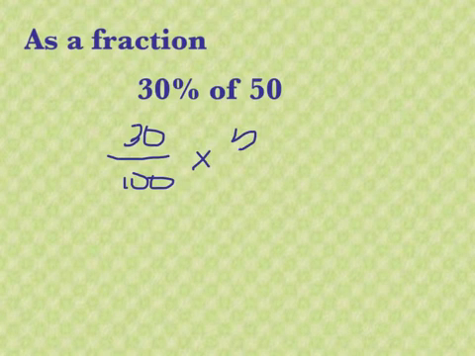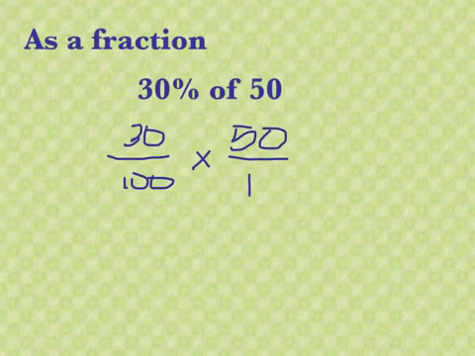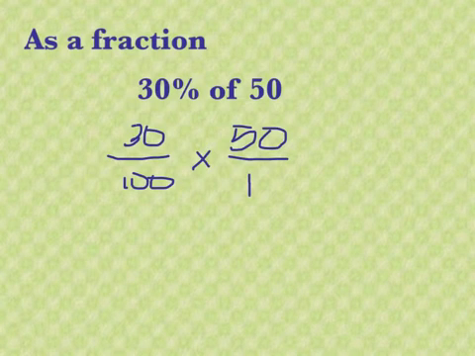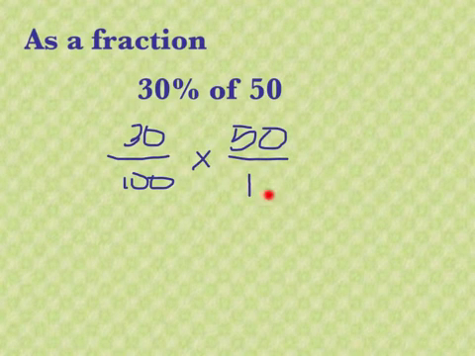Remembering that percent literally means per 100, so 30 per 100 or 30%. The word of means multiplication, so I know I'm going to do 30 100ths times 50, and when we're multiplying a whole number, we put that over 1. Now we want to try to cross simplify, and can I simplify 30 and 1? Is there anything I could divide both those by to make them smaller?